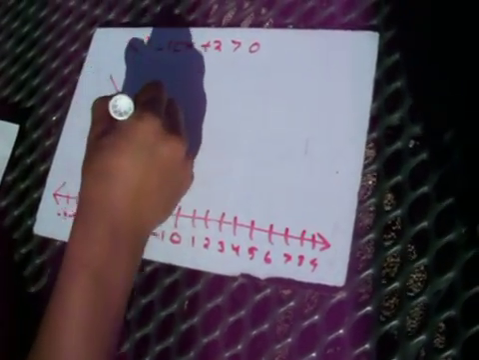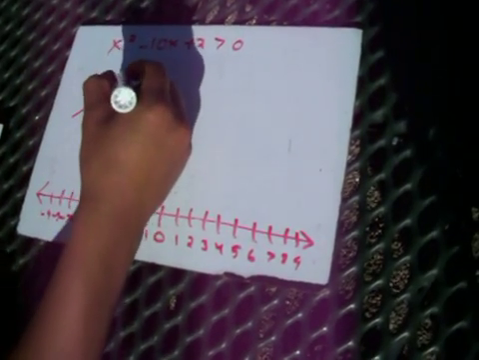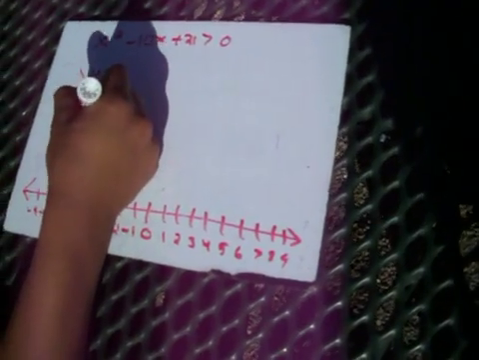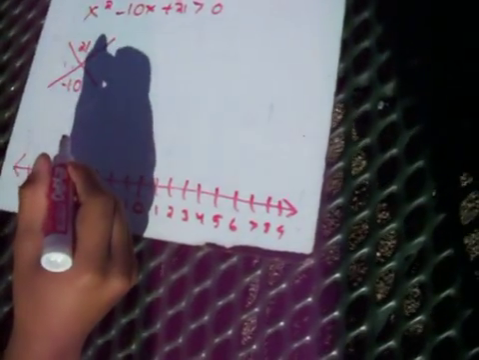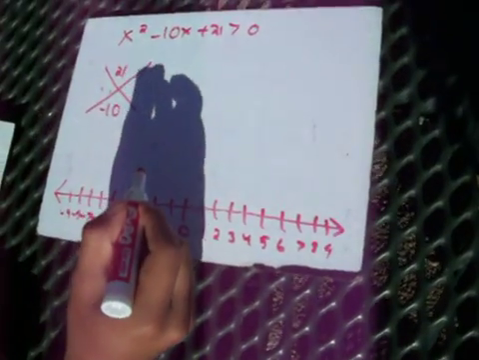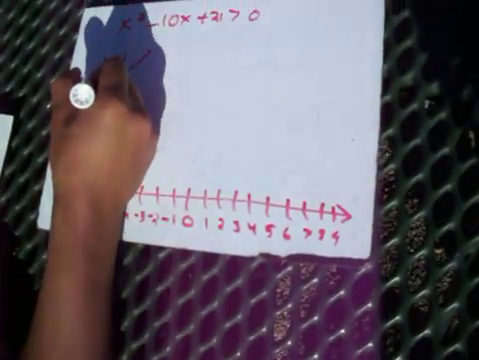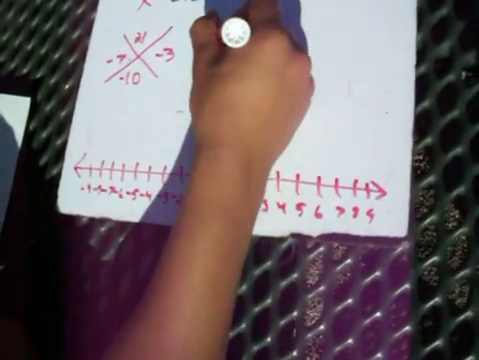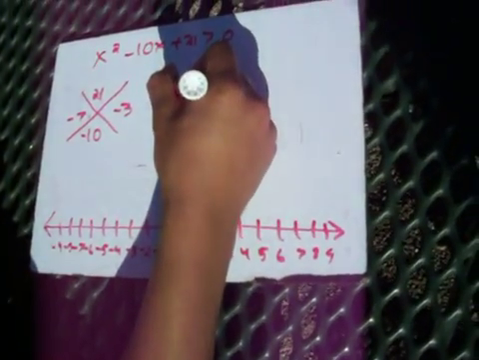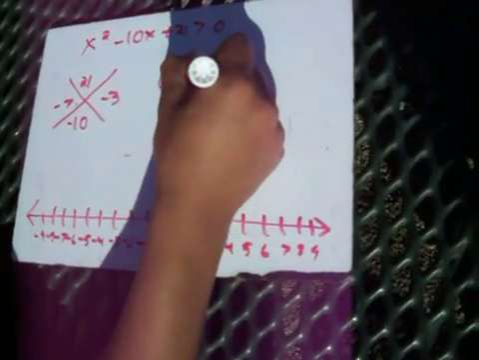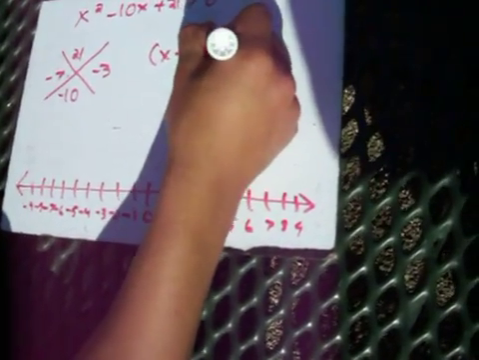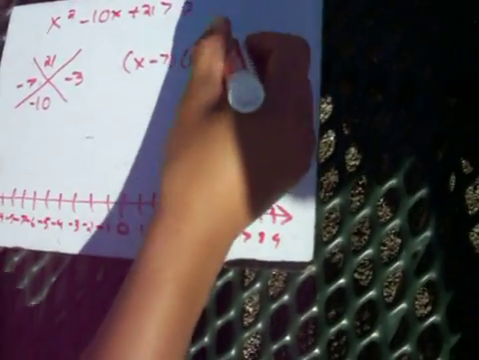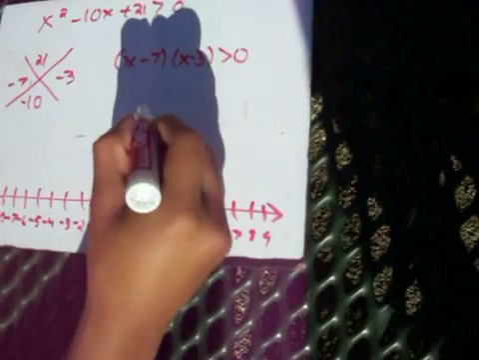We can do it by using the diamond method and put 21 on top and negative 10 on the bottom, so we need to figure out what multiplies to get 21 and adds to get negative 10. And negative 7 and negative 3 both do that. So then next we can write x minus 7 and x minus 3 is greater than 0, and that's in its factored form.